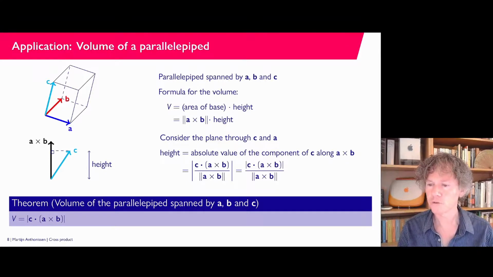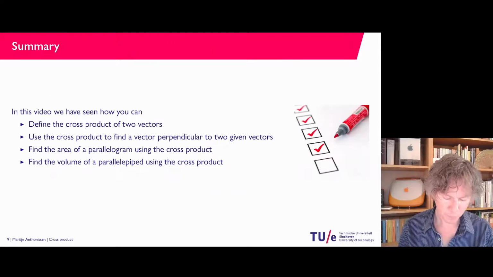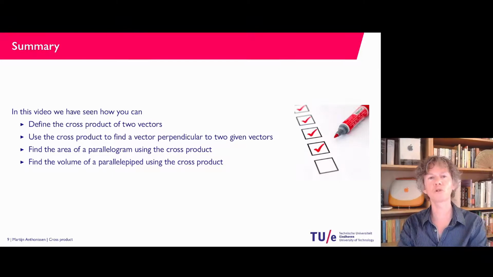So what we have seen in this video is the following. We have seen how you can define the cross product of two vectors. We have seen how this cross product gives you a new vector that is perpendicular to the two original ones. And we have seen two applications. One is if you want to know the area of the parallelogram spanned by two vectors, then you can find an easy formula for that. Or if you want to have the volume that is being spanned in 3D by three vectors.